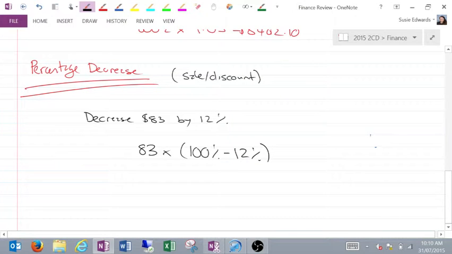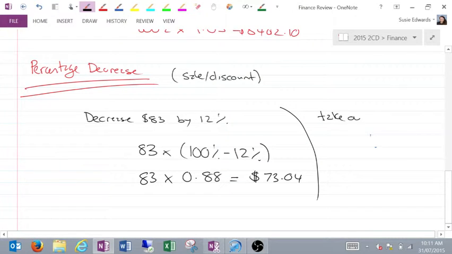We don't have to write that step usually. We're just writing in our notes just this once. Instead, we'd write 83 times by 0.88. If you're decreasing by a percentage, you're always going to be timesing by a number less than 1. So 83 times by 0.88? 73.04. So what did we do here? We take our percentage from 100% and multiply by the amount.